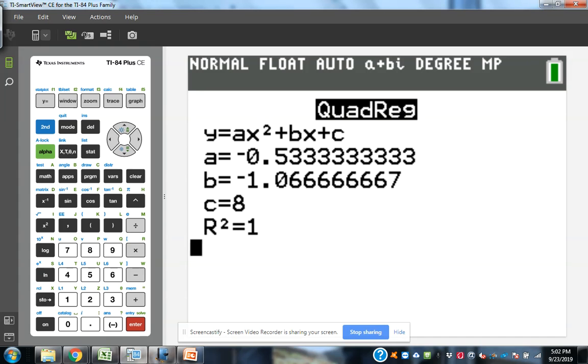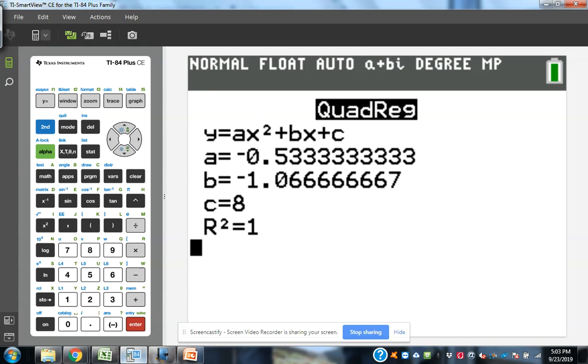A is negative 0.53 repeating, and then B is negative 1.06 repeating. C is 8. I know 8's the right C value because I did my standard form a while ago. That is right on it. The R squared there, you may not have yours turned on, the stat diagnostics, and that's okay. But what that tells me is that it fits perfectly. An R squared of 1 right there means this equation fits perfectly to the points.